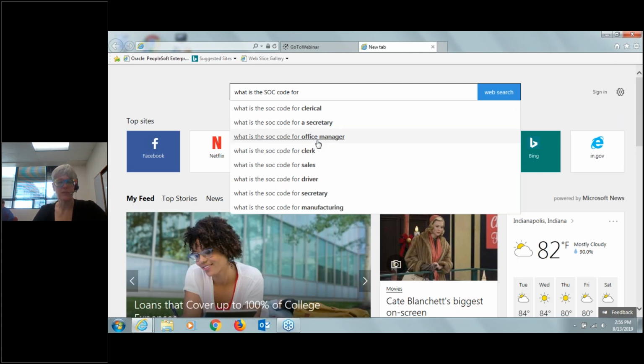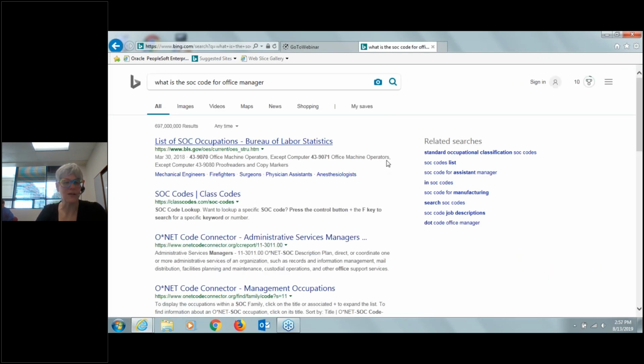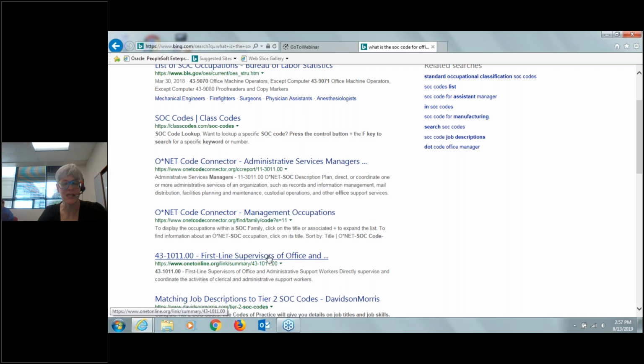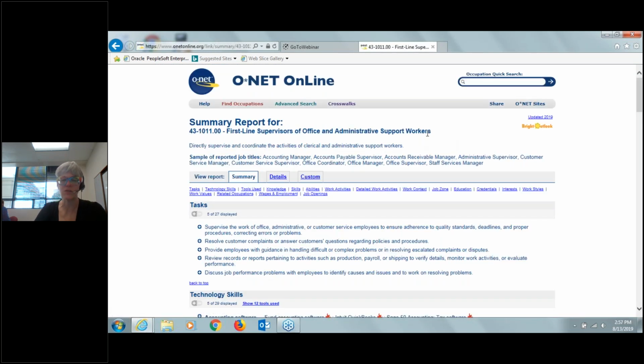Okay, so what's the SOT code for, and you can see I do these a lot. So the SOT code for an office machine operator, except computer, or I can go here, look up the ONET, management occupations. You just have to know what the person does, what their job title is, and then you just use these first 6 numbers here. So if it's a first line supervisor of office and administrative support workers, the SOT code is 431011. And SOT codes don't change depending on the level of what someone's doing.